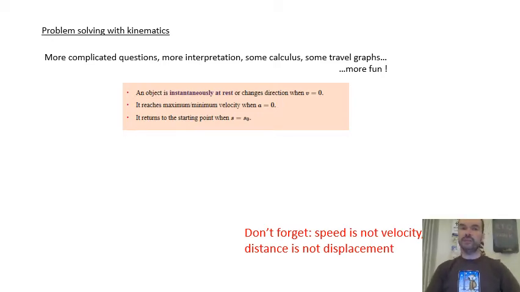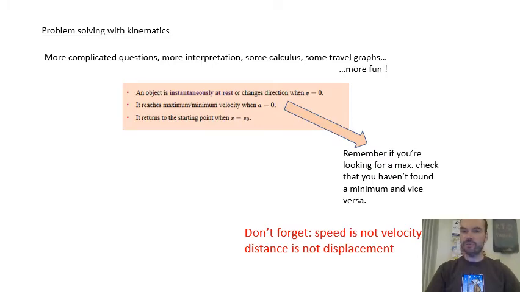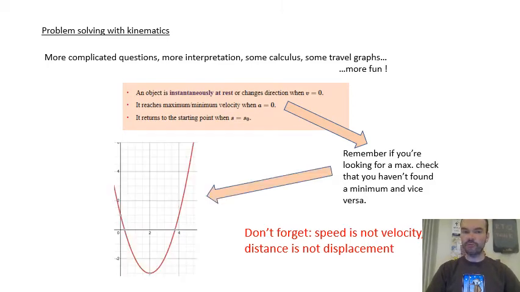They've said it reaches maximum or minimum velocity when a is 0. The thing I want us to be careful about there is, yes, remember if you're looking for a maximum or a minimum, you have to check that you haven't found the other one of the pair. And also, finding a stationary value isn't always what you're looking for.